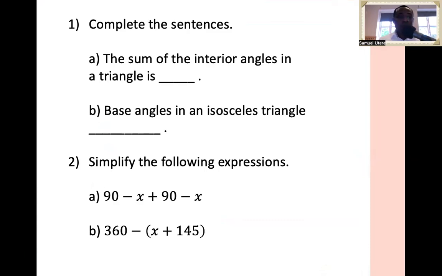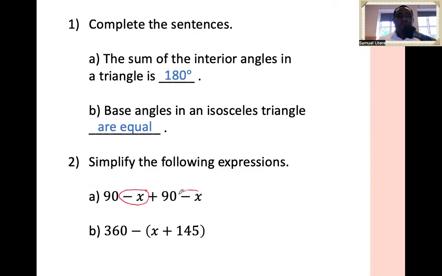Assuming you've paused the video and you've answered the retrieval practice questions, let's discuss them. The first one: the sum of the interior angles in a triangle is 180 degrees. So this helps you recall those known geometric facts that we learned. Base angles in an isosceles triangle are equal. And then for this one, this is to help you recall your skill in simplifying algebra that we learned some time ago. So if you were to simplify this expression, you would collect like terms.